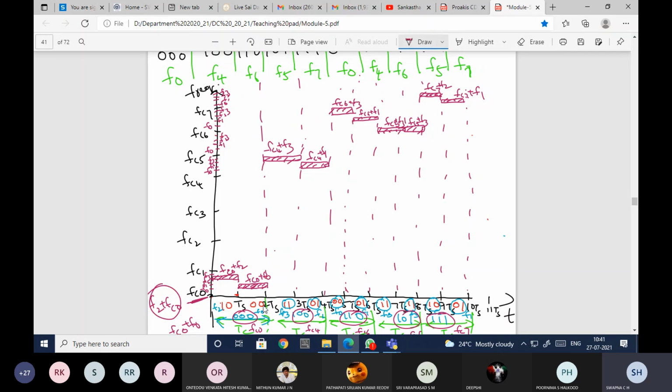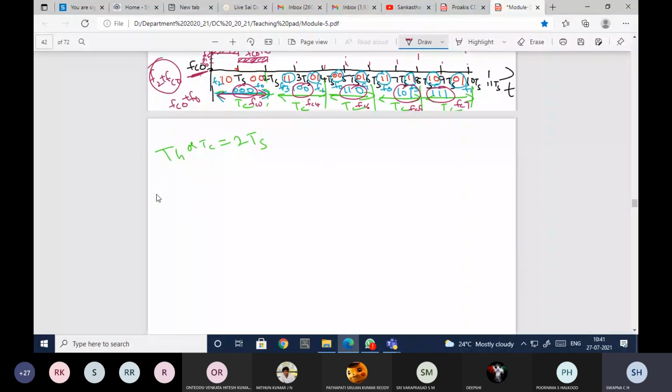And why is it slow? Because within one chip duration you are transmitting two symbols. That's why it is said to be slow frequency hop spread spectrum. In one hop you are able to send two symbols, so slowly it is hopping from FC0 to FC4. That's why it is said to be slow frequency hop spread spectrum.